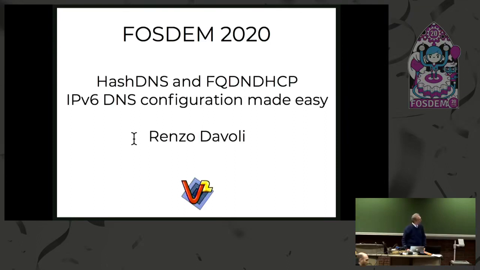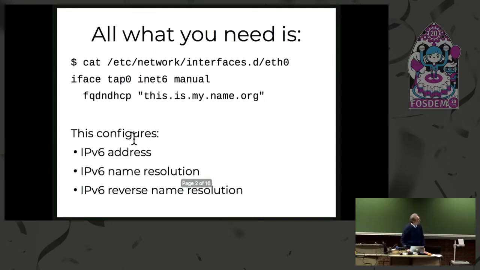Today I'm talking about HashDNS and fully qualified domain name DHCP. We are dealing with Internet of Threads. So our idea is that it's anachronistic to give IP addresses just to interfaces or machines. Maybe each process in the future can have its own IP address.